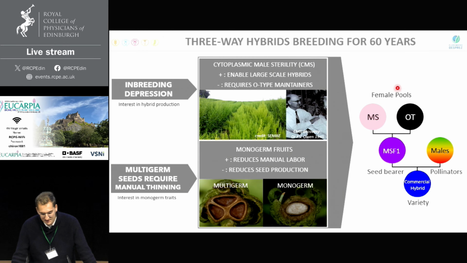So here you can clearly see the female pool, which is hybrids. So why having female hybrids? In order to increase the seed production of the female seed bearer here, called MSF1. And also on the other side, they have a male pool of pollinators that are inbreds in order to produce the three-way commercial hybrid.